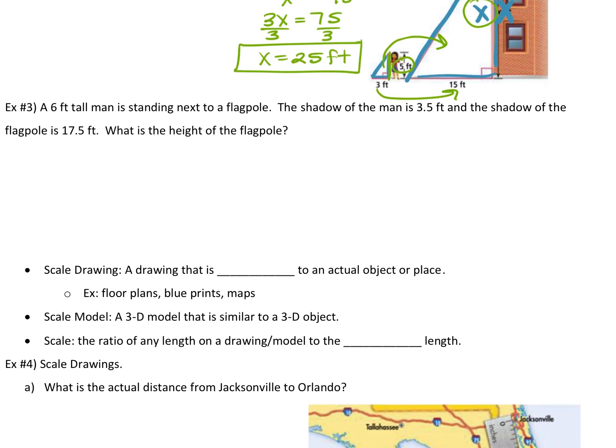Why don't you see if you can set this one up? Try to draw a picture to represent it. It says a 6-foot tall man is standing next to a flagpole. The shadow of the man is 3.5 feet. The shadow of the flagpole is 17.5 feet.